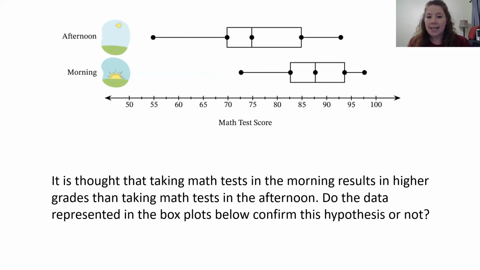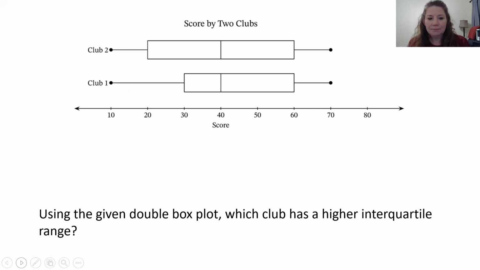So I would say yes, the data does confirm this hypothesis, because the lowest score in the morning was 72.5. However, the lowest score in the afternoon was 55. The highest score in the morning was higher than the highest score in the afternoon, and the afternoon grades were much more varied than in the morning. Like 50% of the kids in the morning scored between a 72.5 and about, I don't know, what would that be, about 93, okay? So I would say yes, it confirms that hypothesis.